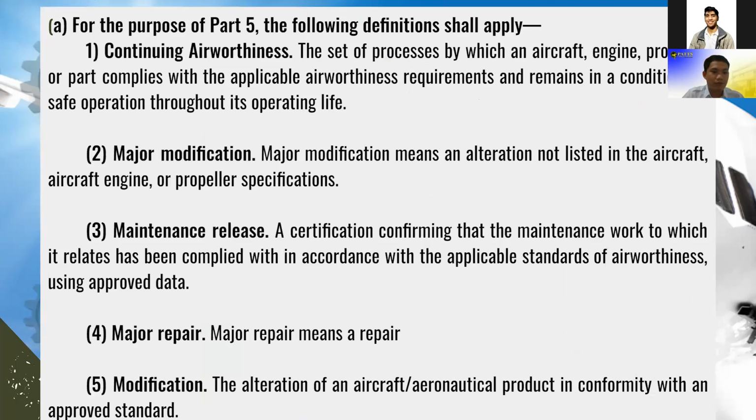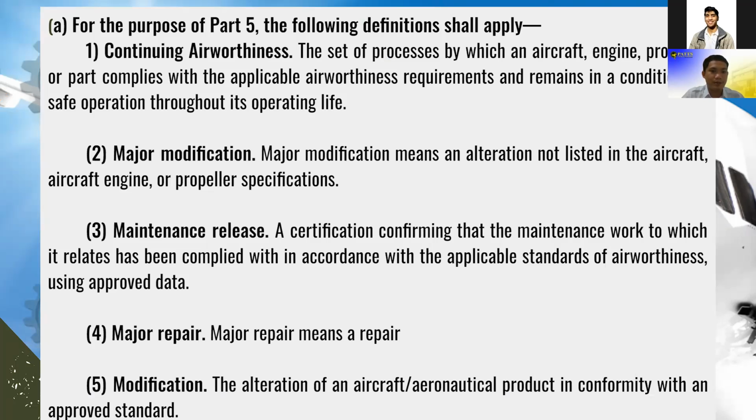For the purpose of Part 5, the following definitions shall apply. Continuing airworthiness: the aircraft complies with the applicable airworthiness requirements and remains in the condition for safe operation throughout its operational life. Major modification means an alteration not listed in the aircraft specifications that might affect weight, balance, structural strength, performance, power plant operations, flight characteristics, or other qualities affecting airworthiness. Maintenance release: a certification confirming that the maintenance applied is according to the standard of airworthiness.